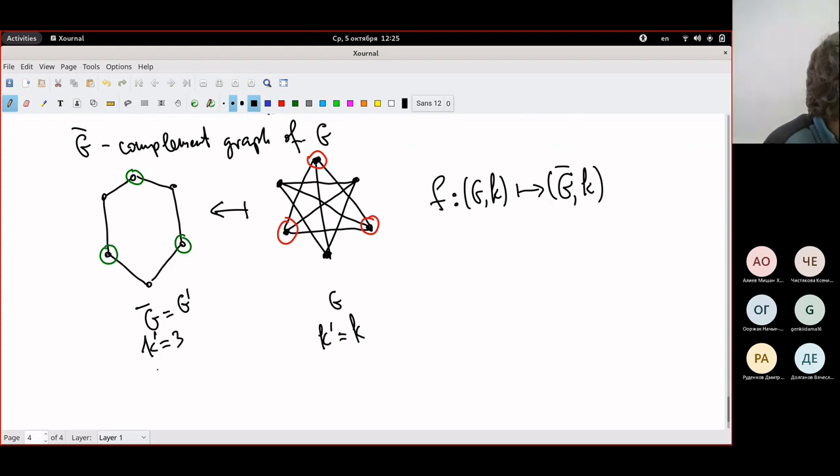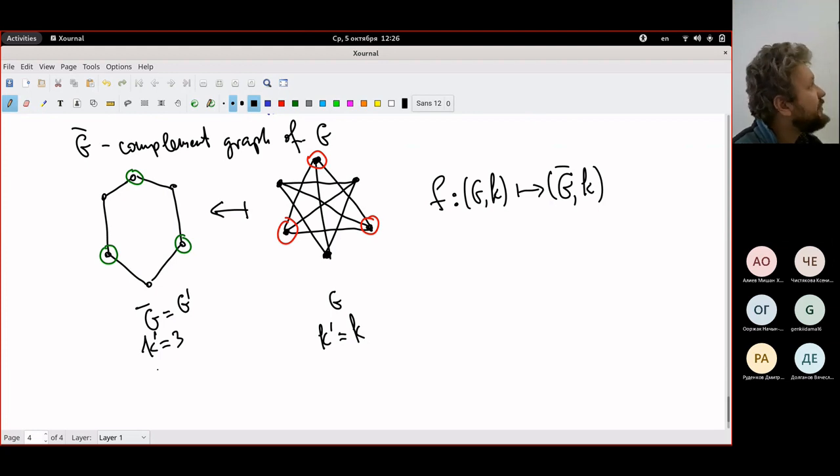When we write down the function of the gate into the gate, shouldn't it be like the gate on the left is the number of one? Yeah, but this is input data. So our algorithm takes the input data, which is of two objects. It's a graph and a natural number. So if we want to find a clique, this is G, K, which is taken as an input of our algorithm. We transform it into complement G, the same K, and submit this as an argument to the independent set checking algorithm.